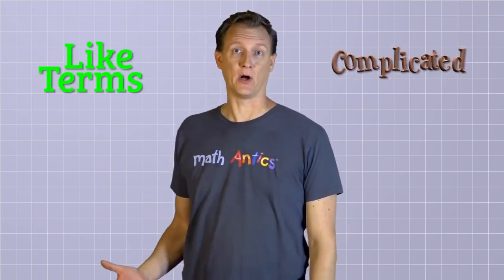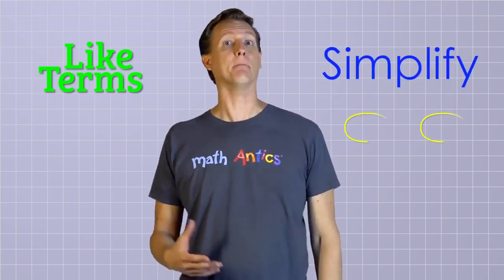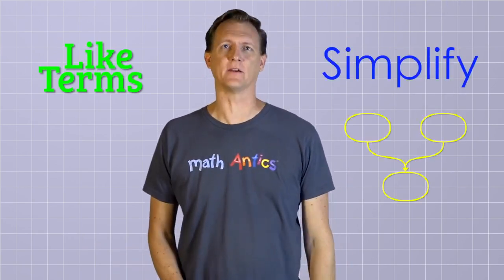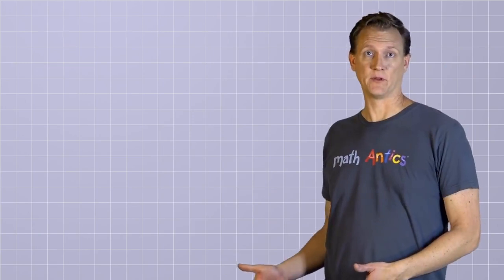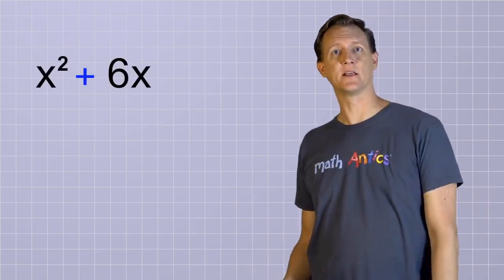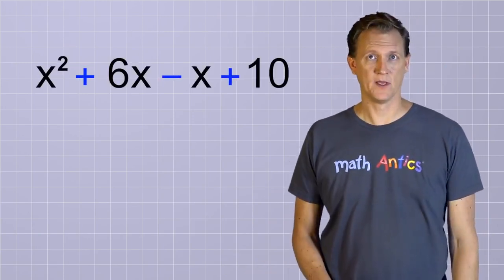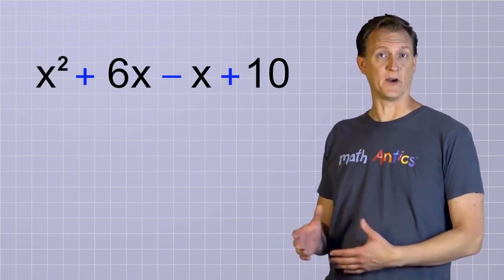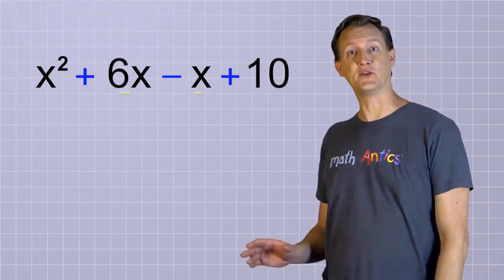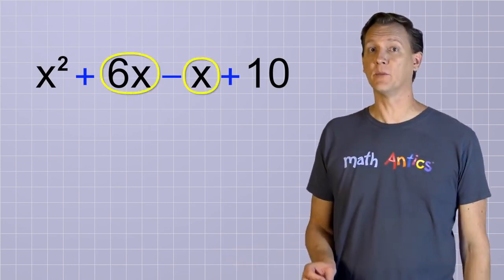All right, now that you've had some practice identifying like terms, let's look at some complicated polynomials that we can simplify by combining any like terms that we find. Here's our first example, x squared plus 6x minus x plus 10. Do you see any terms that have the same variable part? Yep. These two terms in the middle both have the variable x, so we can combine them.